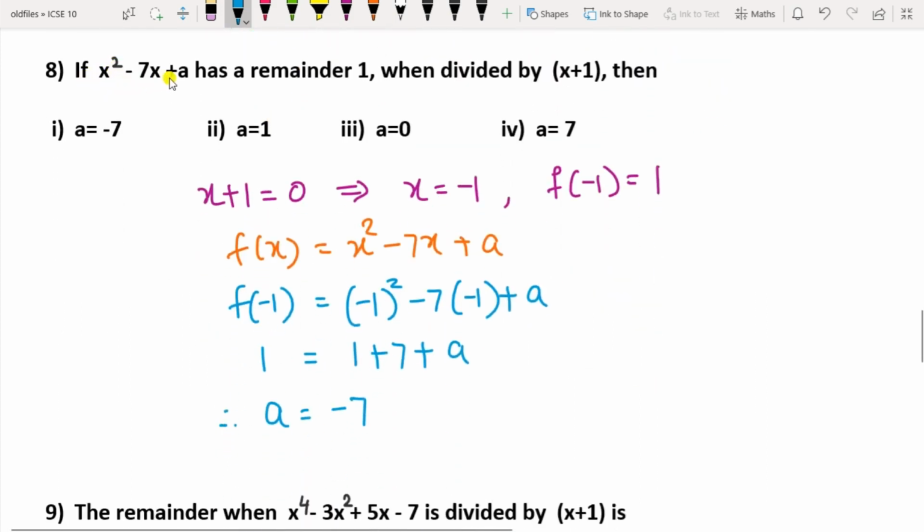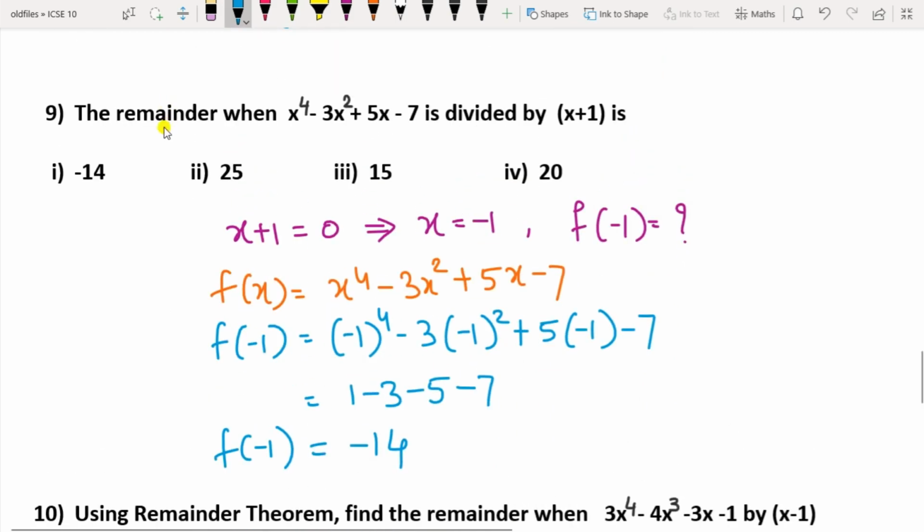If x square minus 7x plus a has a remainder 1 when divided by x plus 1, what is the value of a here? So x plus 1 is the divisor, equal to 0, so the value of x becomes minus 1, so the remainder is f(minus 1), its value has been given as 1. Write the equation, substitute x as minus 1 here. After solving and substituting all the values, the remainder is 1 and the value of x is minus 1, so you get the value of a as minus 7. So option 1 is the correct option.